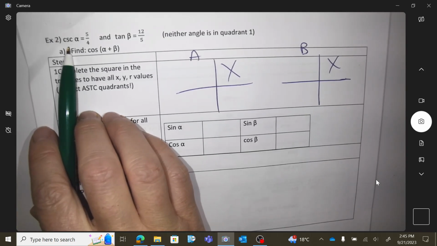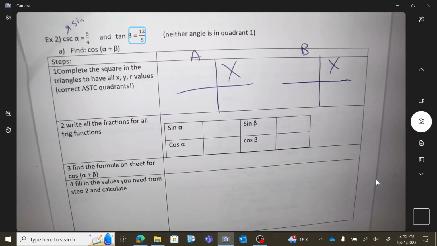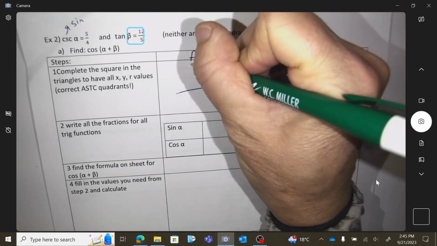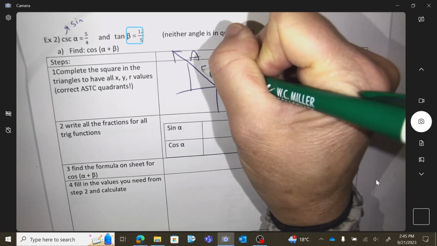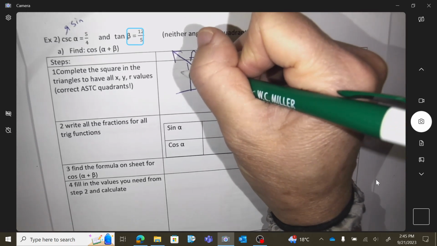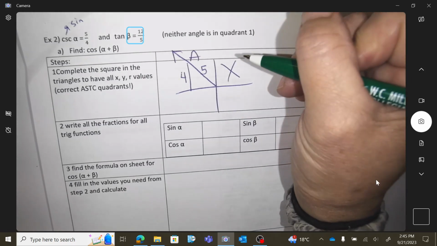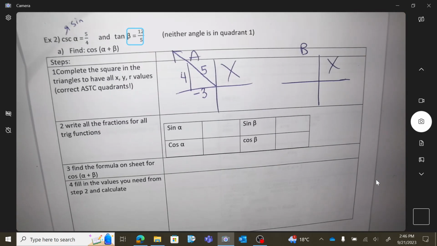Cosecant is the flip of sine, and the sine was positive, so it has to be in quadrant 2. I'm going to put the 5 on the R, and I'm going to put a 4 on a Y. Maybe you have this memorized. 3, 4, 5 is a triangle all the time. -3.